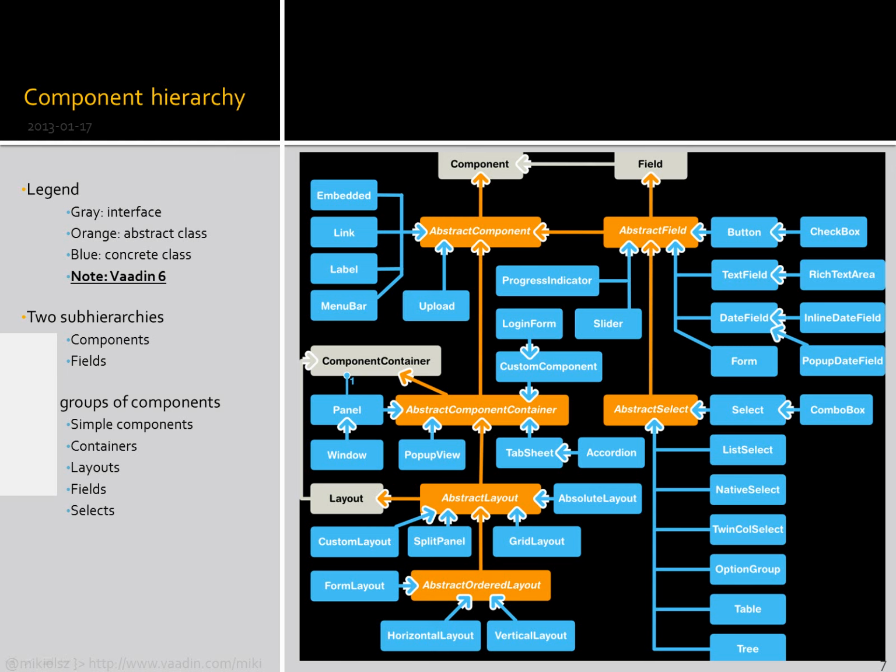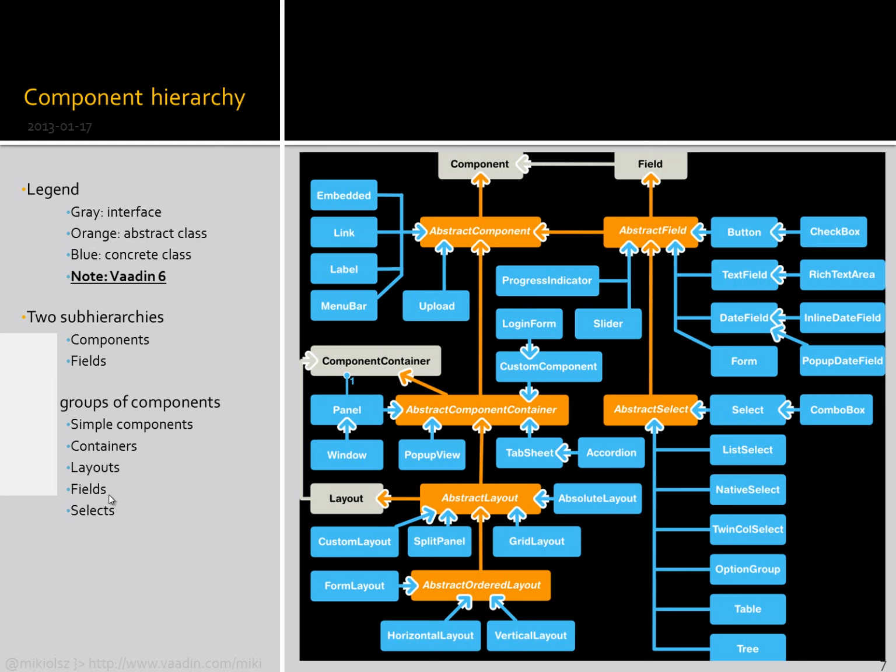The gray rectangles are interfaces. The orange ones are abstract classes, and you can derive new components from them. And then the blue ones are, of course, components that are ready to use. You can notice 2 sub-hierarchies here. One is the component hierarchy, and the other one, or a sub-hierarchy, is a field.